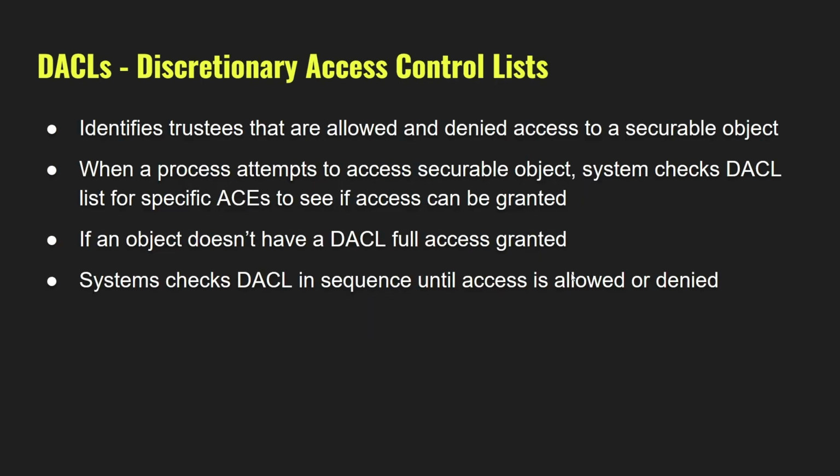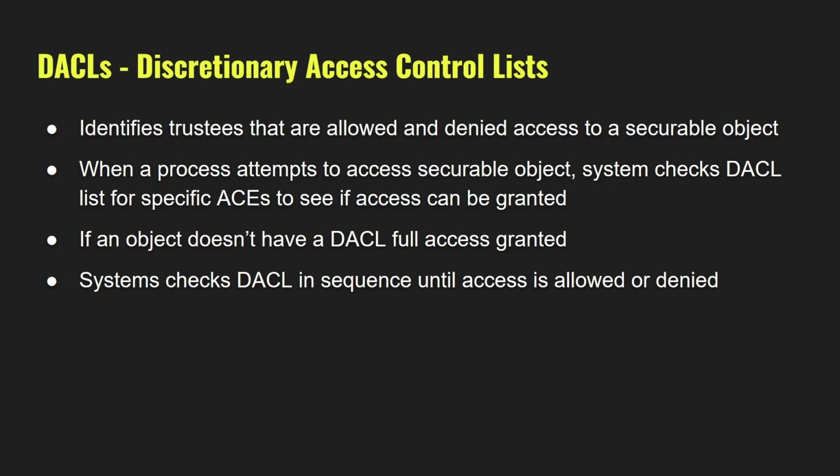Finally, the ACLs, the discretionary access control lists. This identifies trustees that are allowed and denied access to a securable object. When a process attempts to access securable objects, the system checks the DACL list for a specific ACE to see if access can be granted. So rather than checking if it can't be, it'll see if it's there, and then obviously by default, if it's not there, it can't be done.